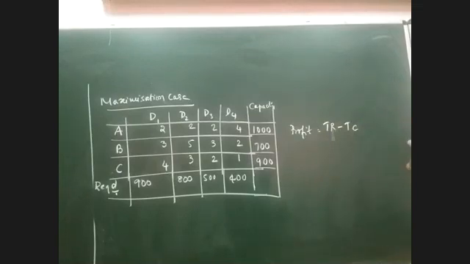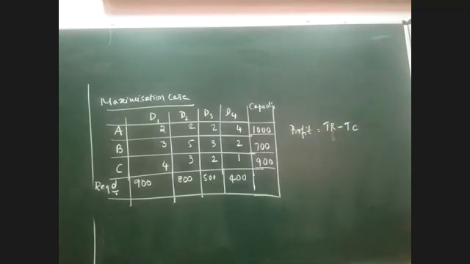So profit is nothing but the total revenue minus total cost. They have given the total revenue for factory A as 8 rupees. The total revenue for factory B is 7 rupees. And the total revenue for factory C is 9 rupees. Now the revenues are given to you. The cost is here. By subtracting that, we get the profit.